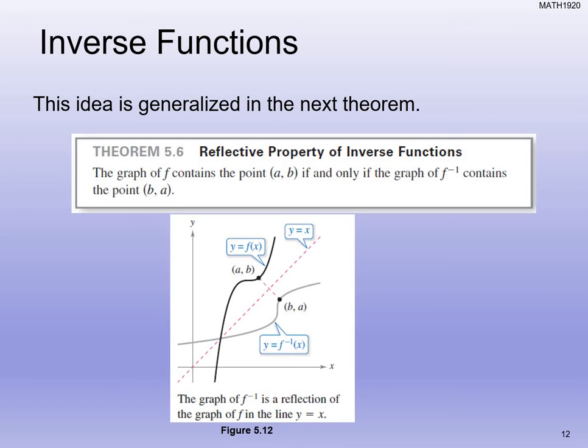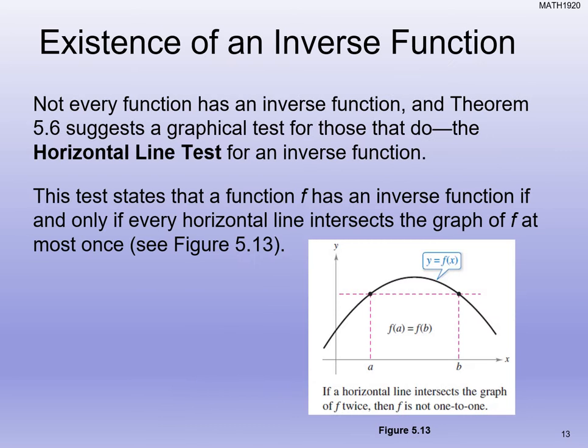So that leaves us with Theorem 5.6. That's the reflective property. The graph of f contains the point (a, b) if and only if the graph of f inverse contains the point (b, a). So that's the reflective property, and everything reflects across the line y equals x.